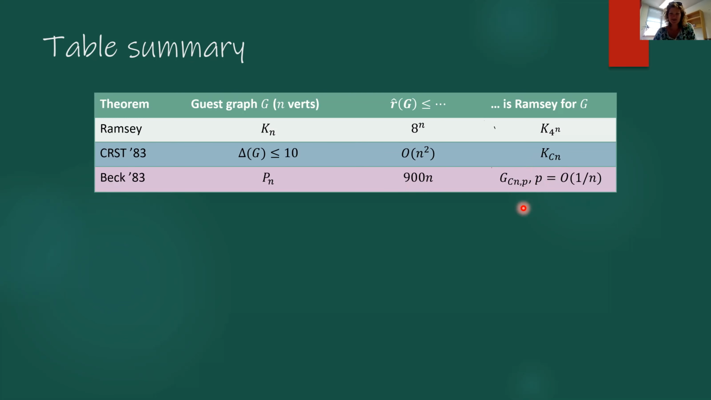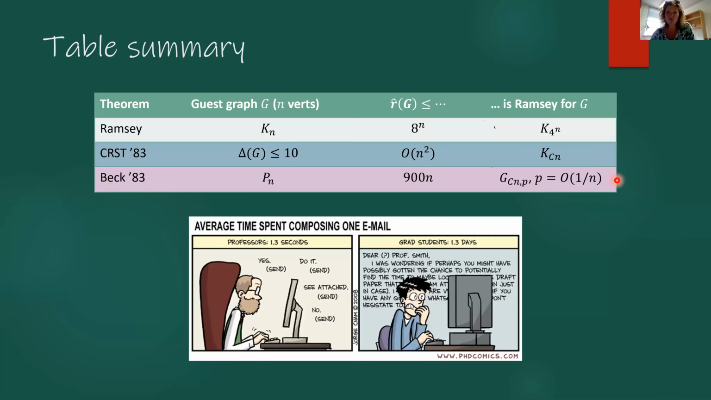So the plan for the rest of the talk is to show you the proof of this theorem, or outline the proof of this theorem. It's really classic. And then to look at some recent extensions of the path theorem. So I'll let you stare at that table or stare at this joke, or both.